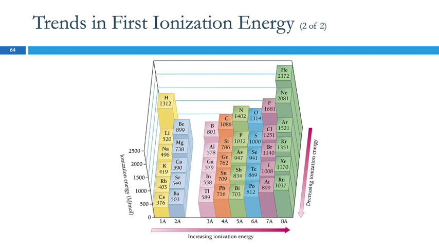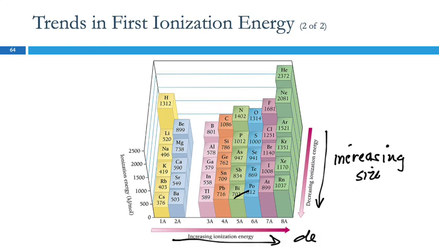And so this is directly related to the size, right? This is increasing size. And going across here is decreasing size. So they go together. So try to remember the size one. And then if you're looking at ionization energy, you can pick out which one of these is bigger.